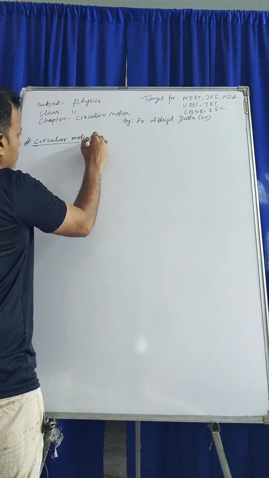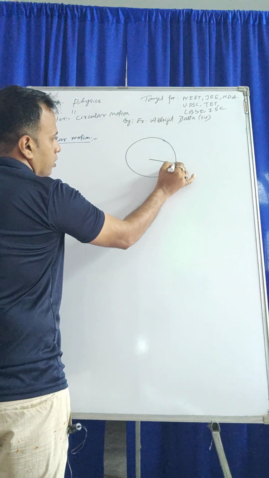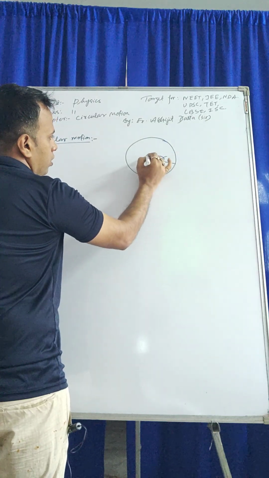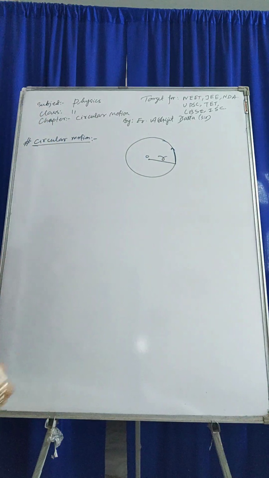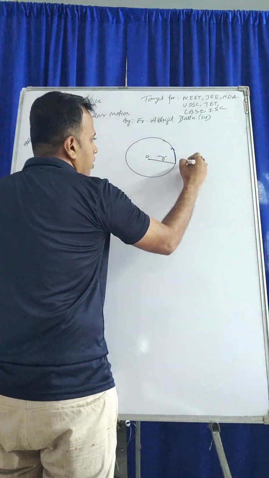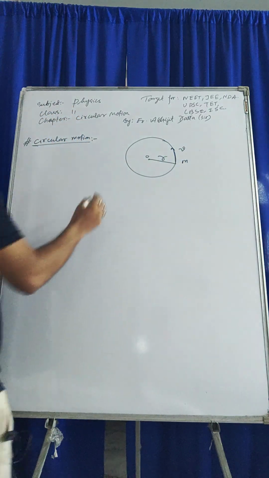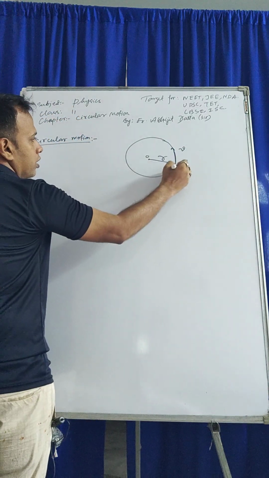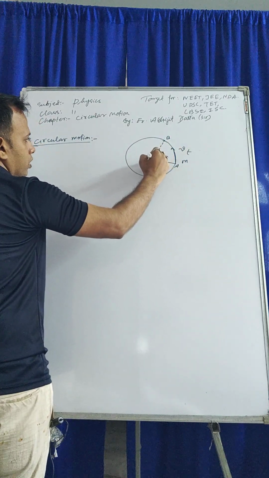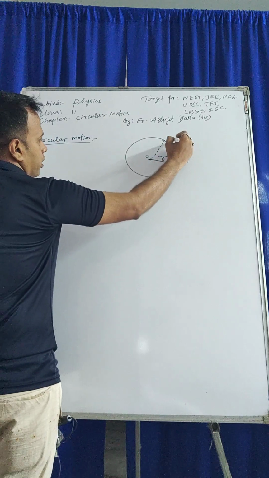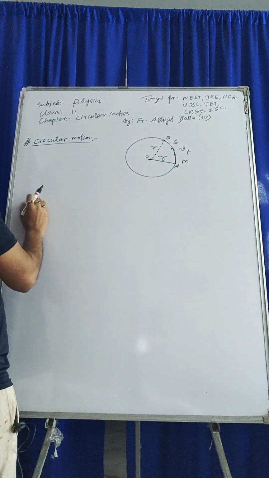Okay. Now suppose this one is a circle and this is the radius. A particle moving in circular motion with radius r, of mass m and with velocity v. Okay, so in that case what are the different formulas? After a time t it moves from A to B, and the displacement is s. So in that case, what are the formulas?